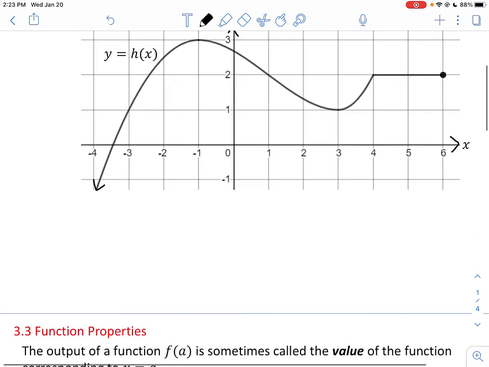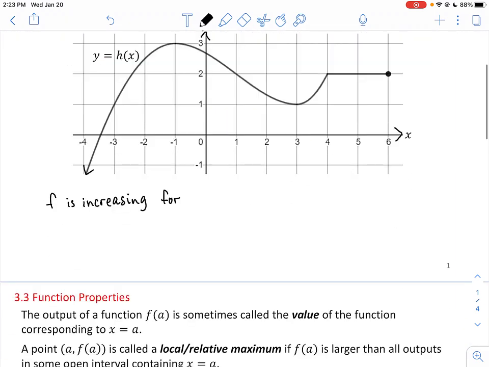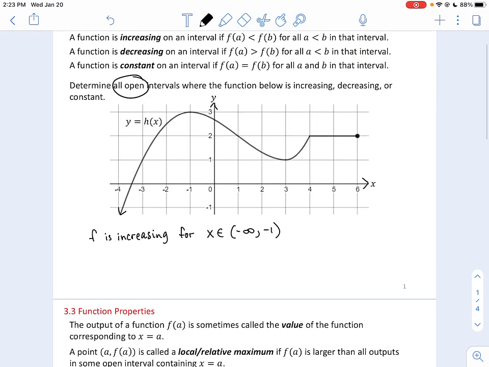So I'm going to say something like this. F is increasing for, or over, or on, or if. There's lots of prepositions you can say here. And then we say for x is an element of, and then we're going to give an interval from negative infinity up to negative 1. And let's just give open intervals. This word here, open interval.